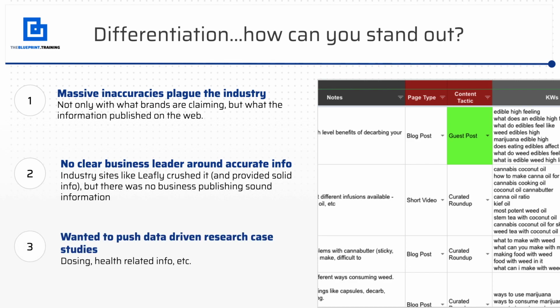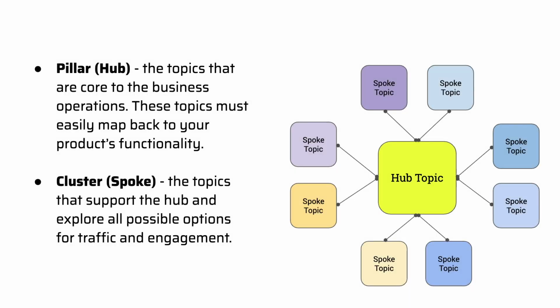So we wanted to push data-driven research case studies around things like THC dosing, strain information, health-related info, anything that we could scientifically verify with the lab partner and the research partner that we had, and then publish that basically as case studies, which I'll show you in a second. But this then pushes into something a little bit more content marketing focused, which is the pillar and cluster model, which is something that we use at our agency. Again, I've got a huge webinar that I just filmed when I was up in Philadelphia last week that talks about this pillar and cluster content strategy, and how it relates to overarching brand content strategies.